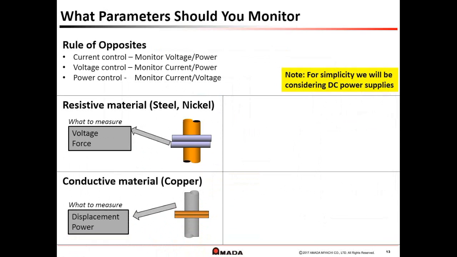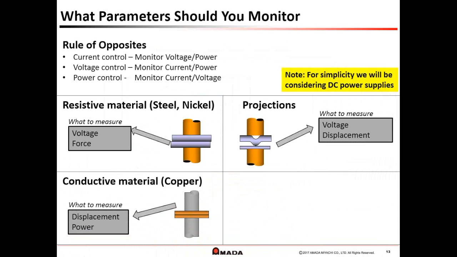And then now we have conductive parts here, flat to flat. We want to monitor displacement and power. Due to the fact that we have such low contact resistance here, it'd be very difficult to monitor a change in voltage.